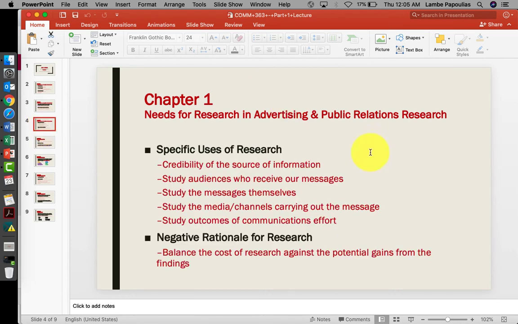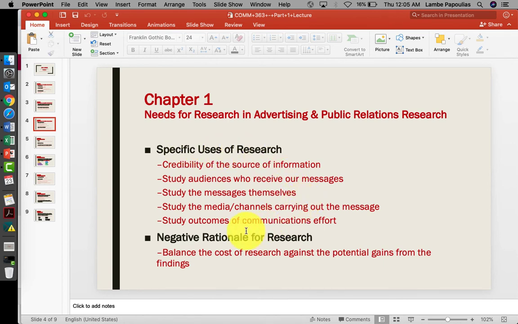So, specific uses of research. So credibility of the source of information. You have study audiences who receive our messages. You could study the messages themselves, study the media channels carrying out the message, or even study outcomes of communications efforts. So you have all these different types of approaches that you can do in order to make sure that you are looking at the specific uses of research.